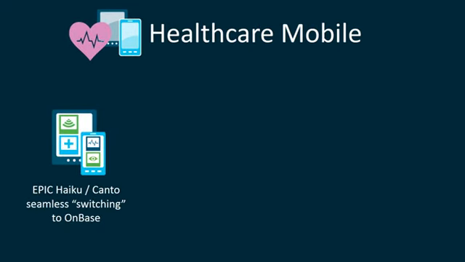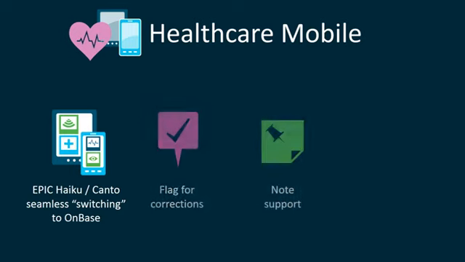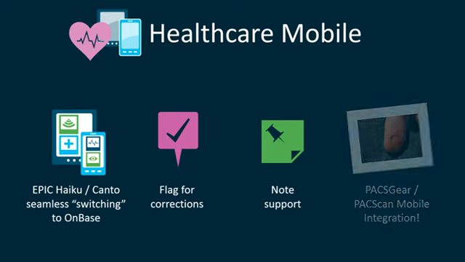Now, for healthcare mobile specifically, there have been some additional enhancements. For Epic customers who are utilizing Epic's Haiku and Canto mobile apps, when the user clicks to retrieve content in OnBase, this can now automatically switch into the OnBase mobile app to view and interact with the content. We also have the ability to add documents for corrections in our mobile applications and add notes to add additional content or contextual information on the go.